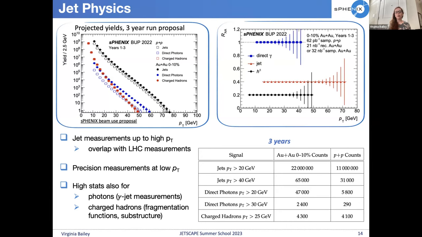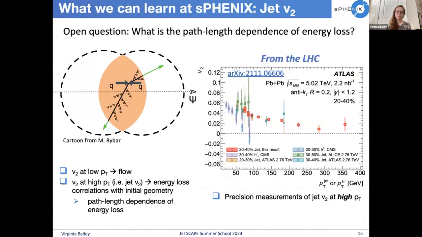And so really where we benefit is at this low pT region where we can do really precise measurements. And you'll also notice that I'm showing some projections for direct photons here, where we can use these for looking at things like photon-jet measurements, as well as projection of charged hadrons, which can be used for things like looking at fragmentation functions or jet substructure. And so we expect to have a lot of statistics for these types of measurements.